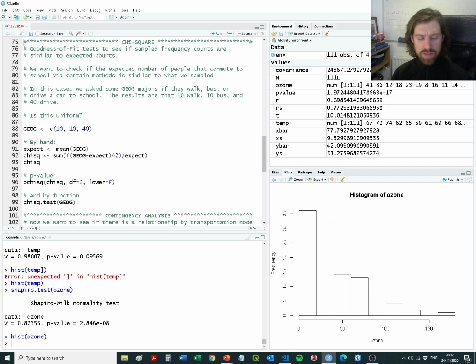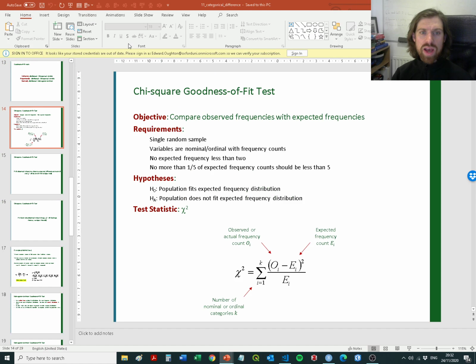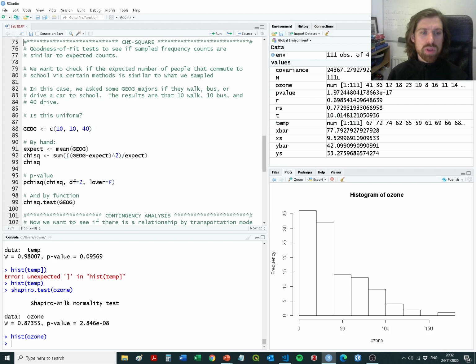We also looked at the chi-squared test, so let's go and have a look at chi-squared. The point of chi-squared is to be able to compare the observed frequencies that maybe we collected because we went out and did a survey with the frequencies that we would just expect to occur at random. So imagine that we want to check if the expected number of people that commute to George Mason University campus via certain methods is similar to what we sampled.